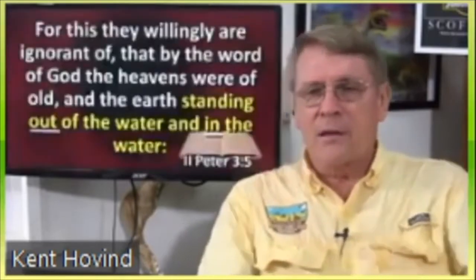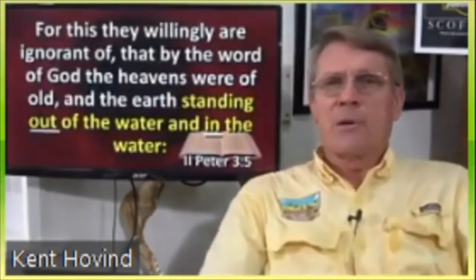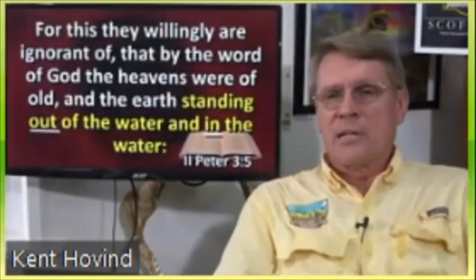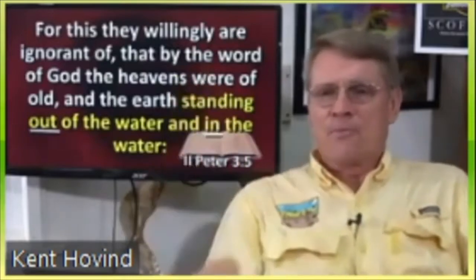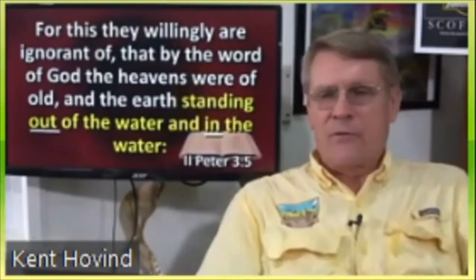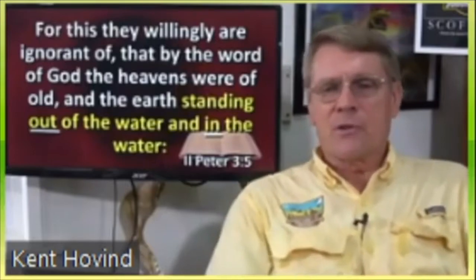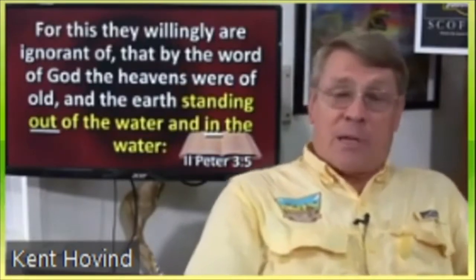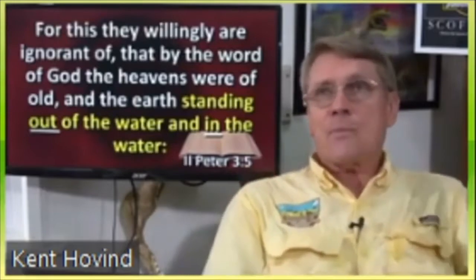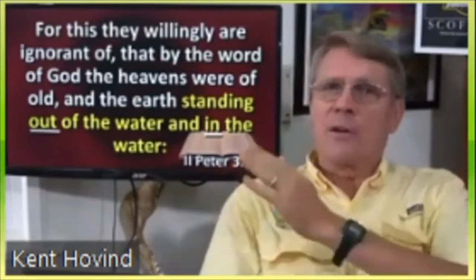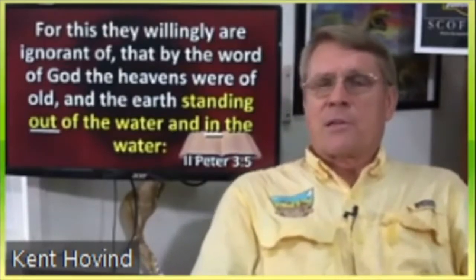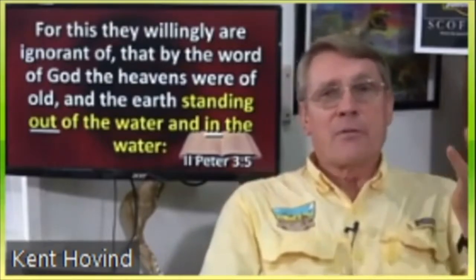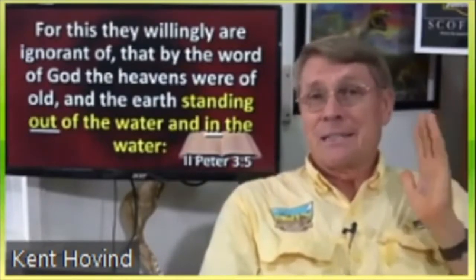Let me give you a quick history of where I think this all fits together. In the book of 2 Peter, chapter 3, Peter warned us that in the last days there would be scoffers who would come, who would be willingly ignorant of how by the word of God the heavens were of old, and the earth standing out of the water and in the water. The Bible's pretty clear. When God made the earth, it was standing out of the water and in the water. What does that mean? Well, then it says, whereby the world that then was, being overflowed with water, perished. This world was destroyed by a flood. That's what the book says.